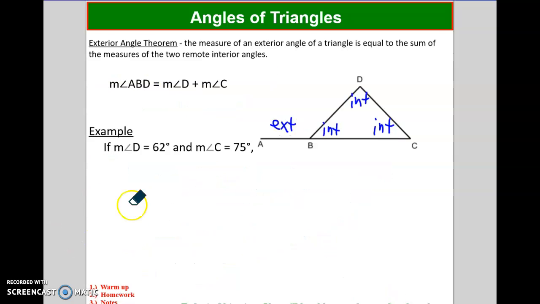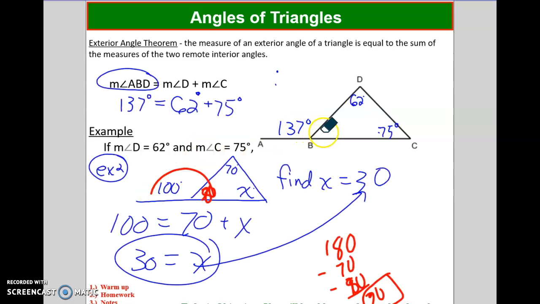What's a remote angle? Interior angle, exterior angle. These are the remote interior angles to the exterior angle here. That's why we can safely say these two angles, because a straight line equals 180, are always going to add up to equal the outside angle. For example, 100 on the outside, 70 on the inside, x on the inside. You don't know if that's 80. You don't know this number here.